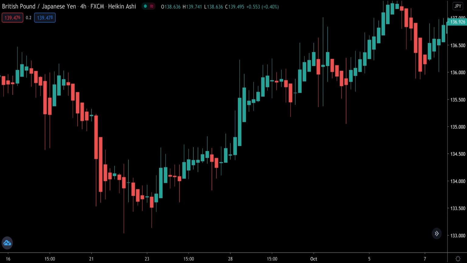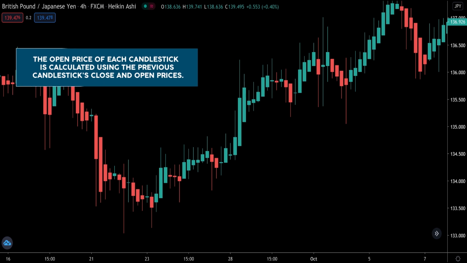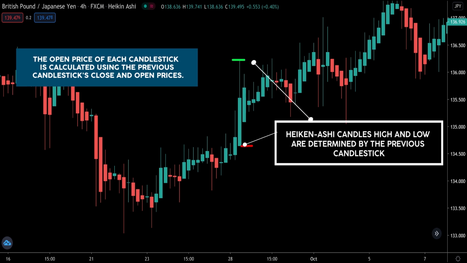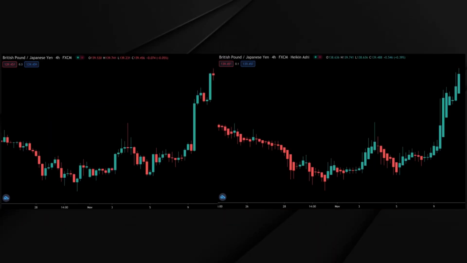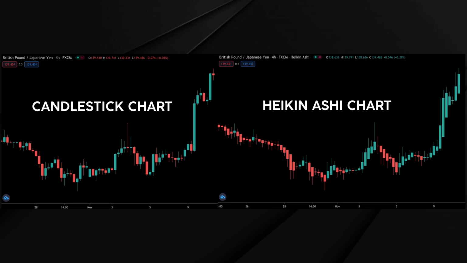Now you might ask, how is the Heiken Ashi's candle calculated? Well, the open price of each candle is calculated using the previous candle's close and open prices. Unlike traditional candlesticks, which have their own high and low, Heiken Ashi candles' high and low are determined by the previous candlestick. Here's a side-by-side comparison between a typical candlestick and a Heiken Ashi candlestick. Now, I want to show you why this is such a powerful indicator and how to use it, so keep watching.